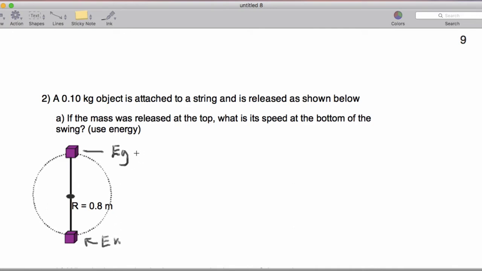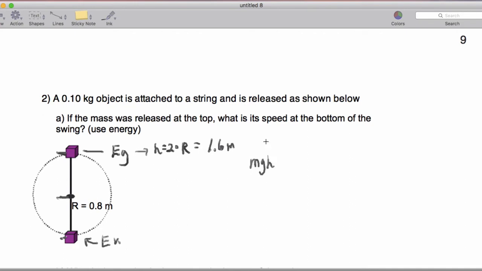The other thing to note is that for this, H is actually twice the radius, because I go from here up to here, so that's one radius covered, two radii covered. So that means that's going to be 1.6 meters. Now let's go ahead and get the speed at the bottom of the swing.